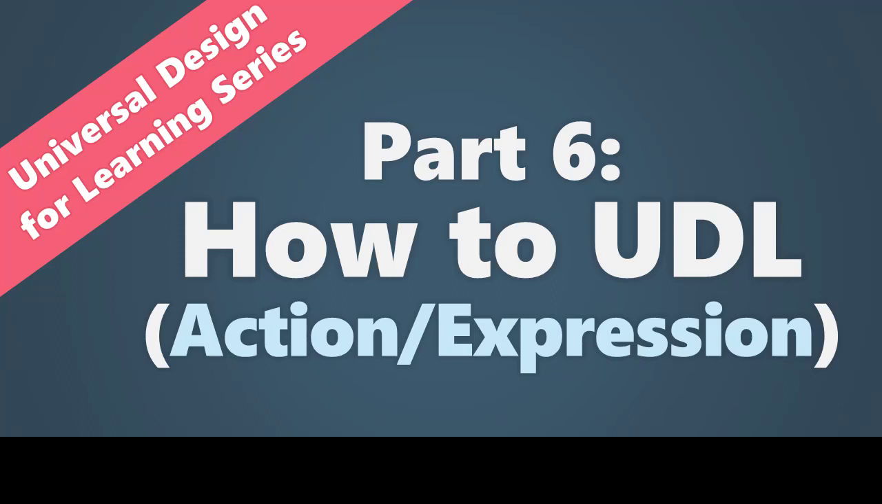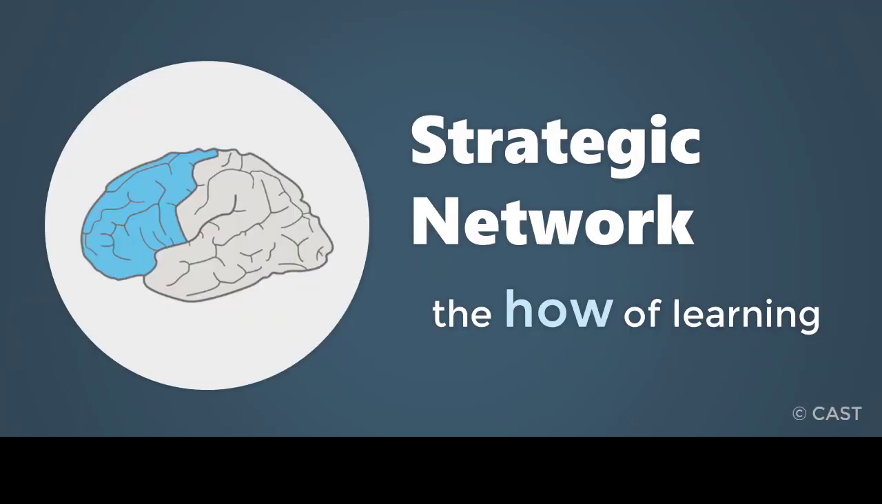Alright, for our final installment for this series, we're going to be talking about how to use UDL by providing multiple means of action and expression. So let's review. This relates to the strategic network of the brain, illustrated here in blue as the front part of the brain. This has to do with the how of learning.